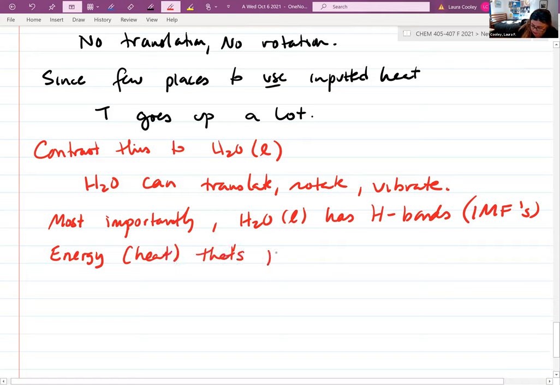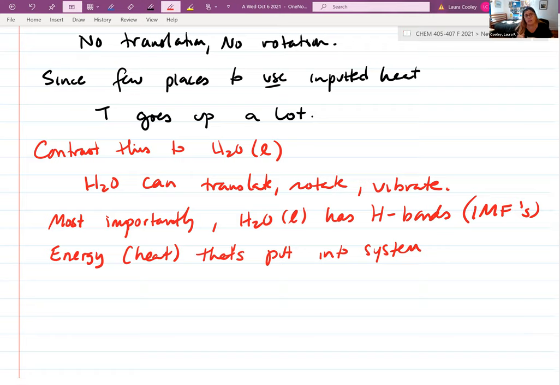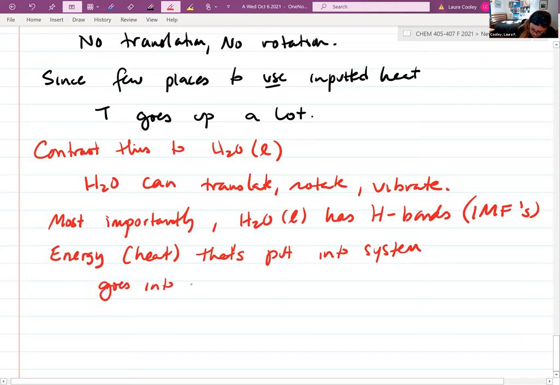And what happens is that the energy that's inputted, the heat that's put into the system, can be used to distort those hydrogen bonds. They maybe even break some of them. It takes a lot of energy to do that because those are relatively strong intermolecular forces. So distorting those hydrogen bonds, messing with them, is something to do with that heat, and that doesn't involve the temperature going up. So the energy that's put into the system goes into distorting, stretching, maybe even breaking hydrogen bonds.